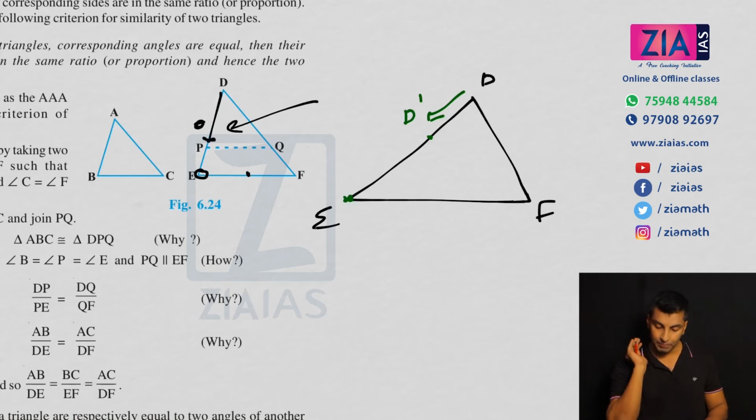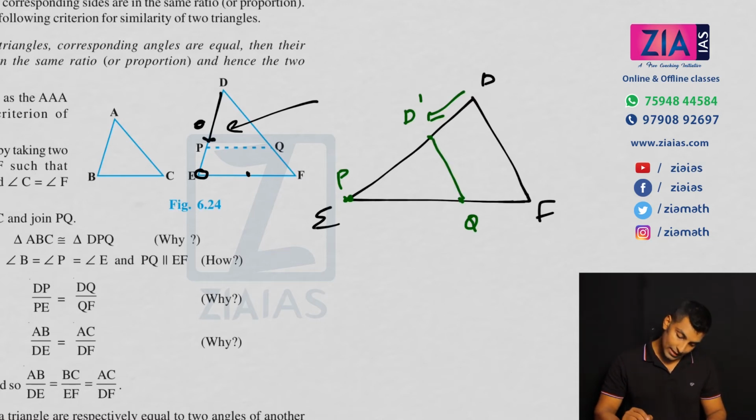Let me mark it as D dash. Okay, now what will happen here? P will come and sit here. Okay, now Q will come and sit somewhere here. Okay, so this is the two triangles you got.